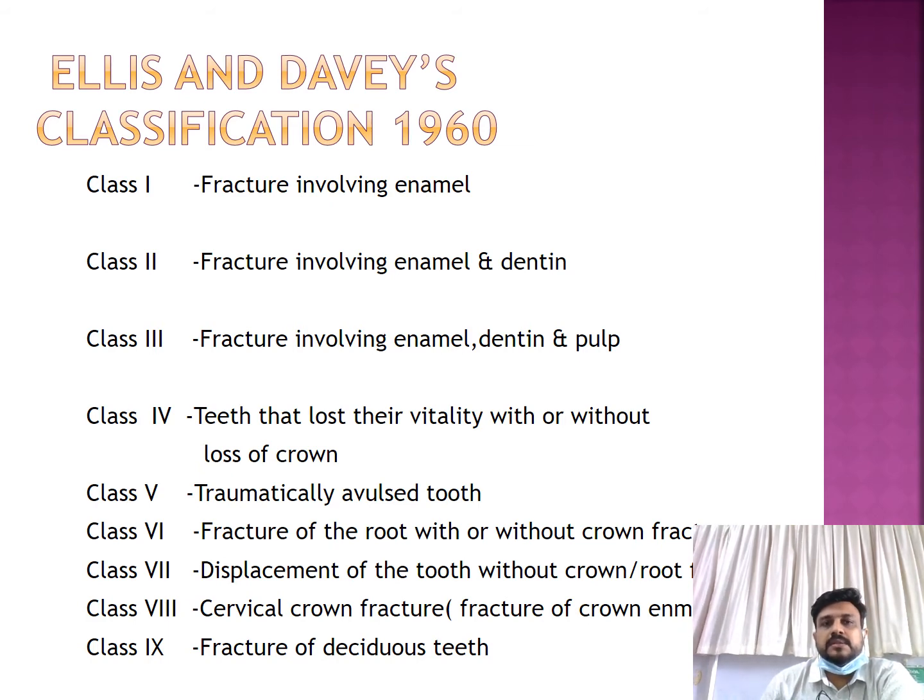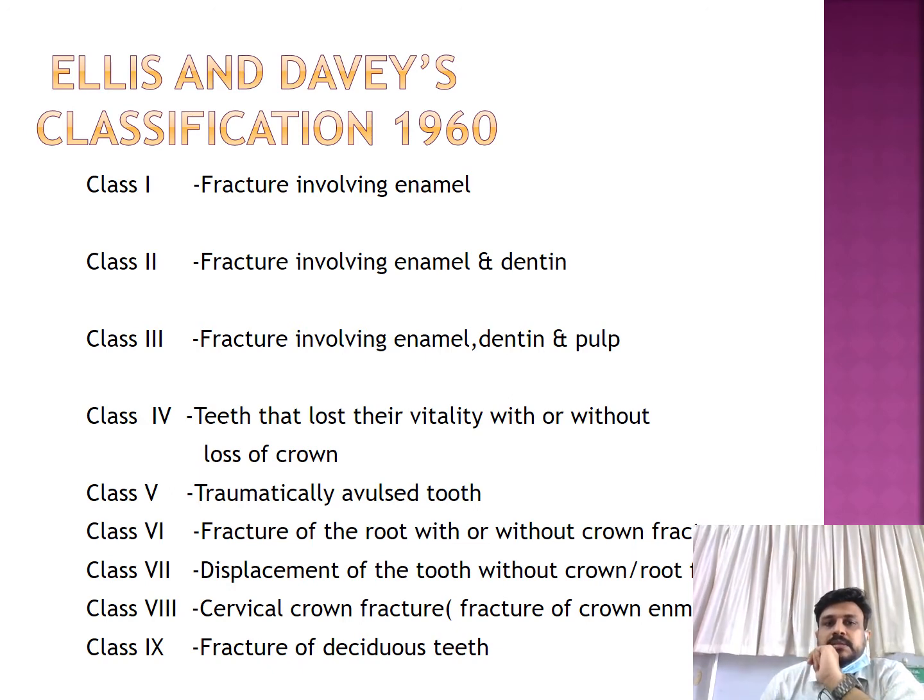Class 1 is just a simple fracture of enamel. Mild chipping can be there. There's no involvement of dentin. Class 2 is fracture of enamel and dentin. Enamel is gone, dentin is involved, so you can expect sensitivity.